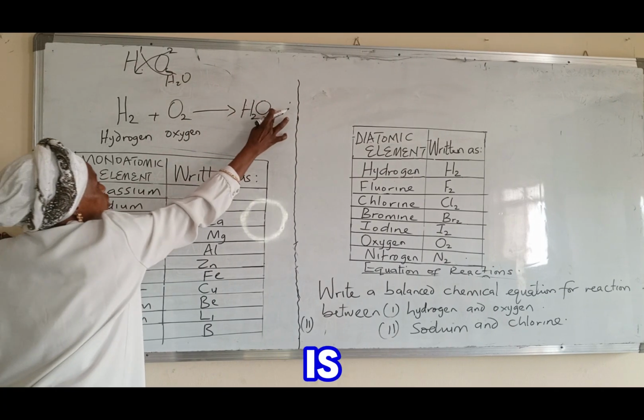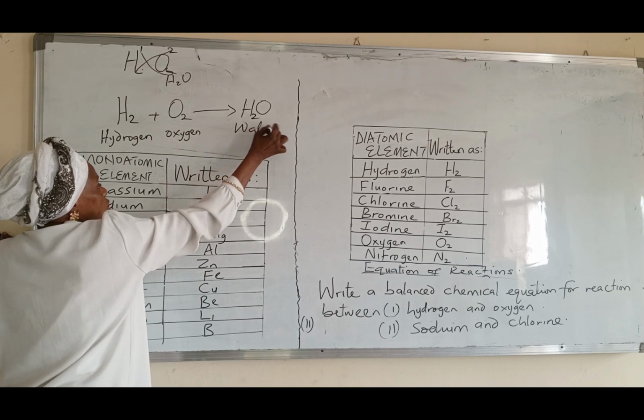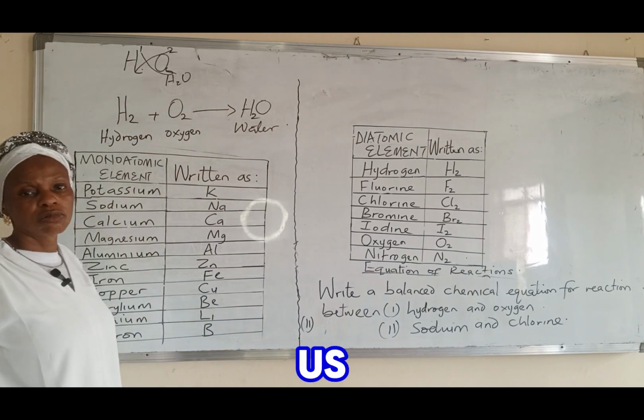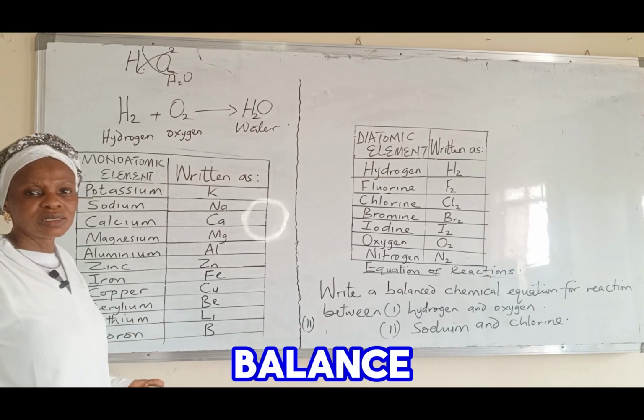H2O. So this is what we have. And this H2O is water. So combination of hydrogen and oxygen will give us water. The question says we should balance it.